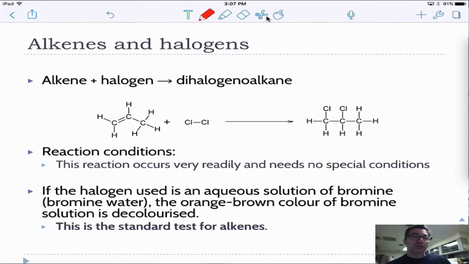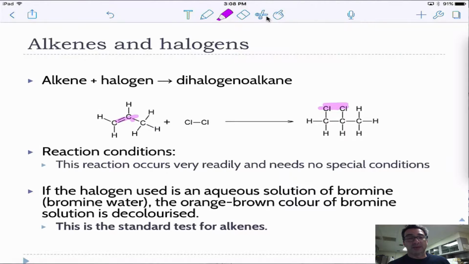What if you have just a straight halogen? Well, again, across the double bond, you will have both of the halogens added, and you'll have the same effect where we showed it with the HCl. You'll have the same thing happen where you form that carbocation. This reaction occurs again readily, doesn't need any special conditions.